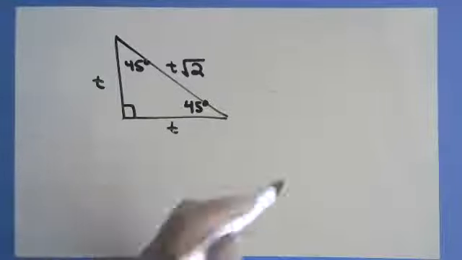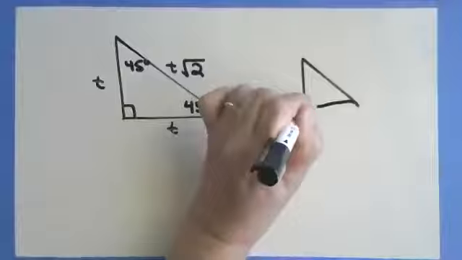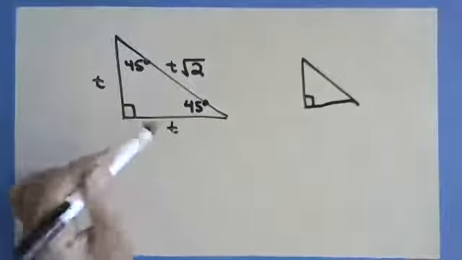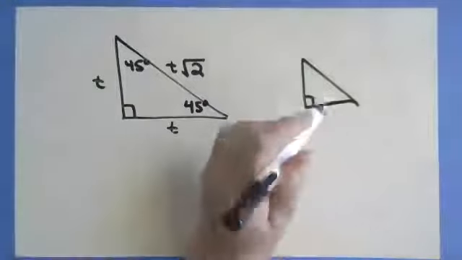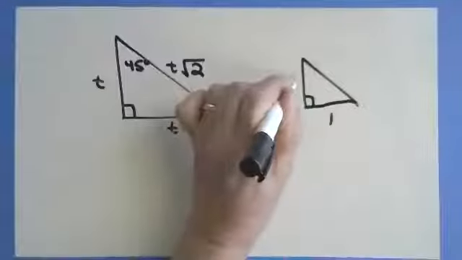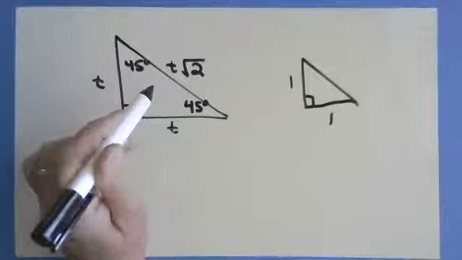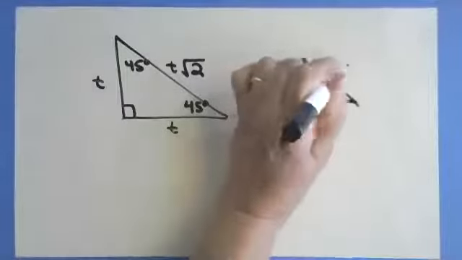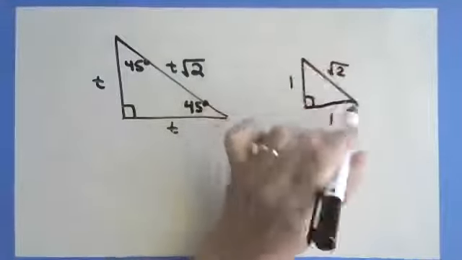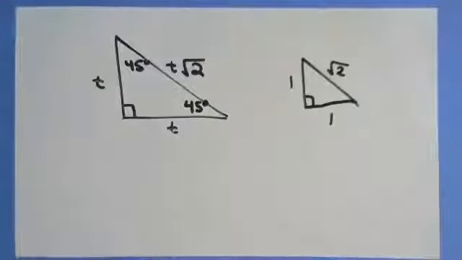Sometimes we simplify this picture down, but you need to understand how both work. T can be any number. So if we made it 1, then we know that the other leg has to be of length 1. And we know that the hypotenuse has to be the length of the square root of 2. The angles inside are still 45, 45, 90, which is another name that we use for this special right triangle.